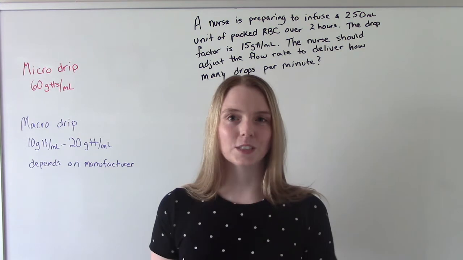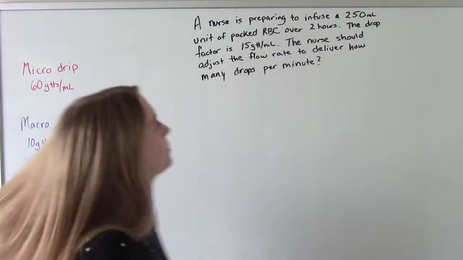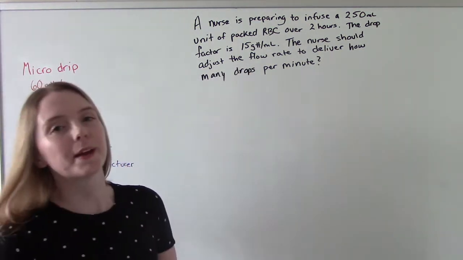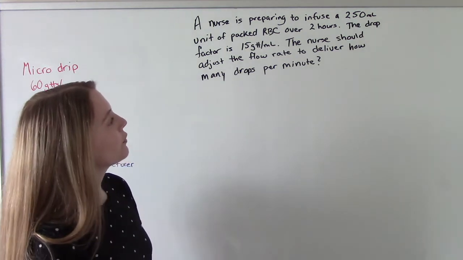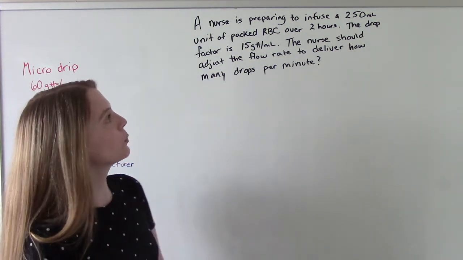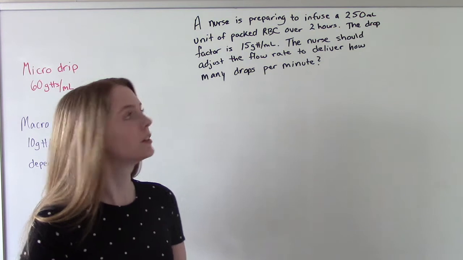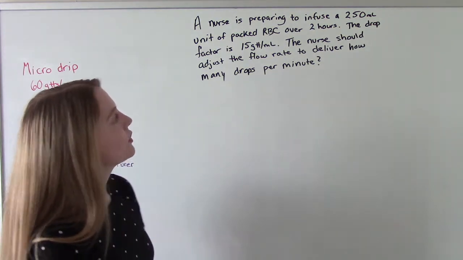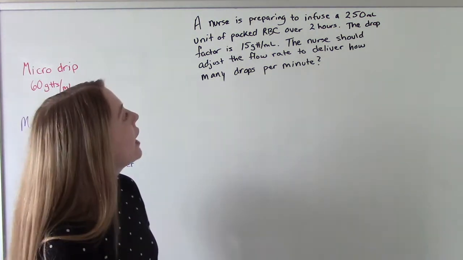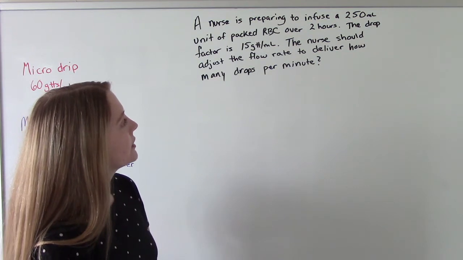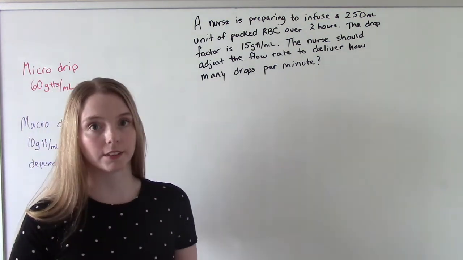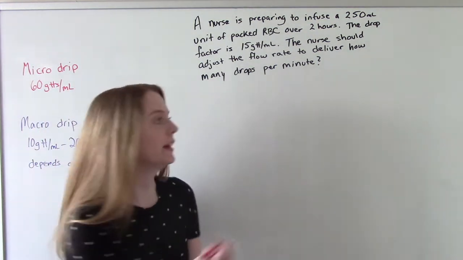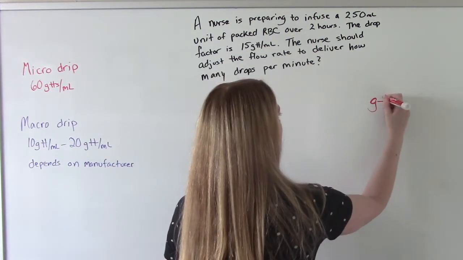But let's get into this first practice problem. A nurse is preparing to infuse a 250 ml unit of packed red blood cells over 2 hours. The drop factor is 15 drops per ml. The nurse should adjust the flow rate to deliver how many drops per minute? So we want drops per minute, so we're going to put that in our answer.